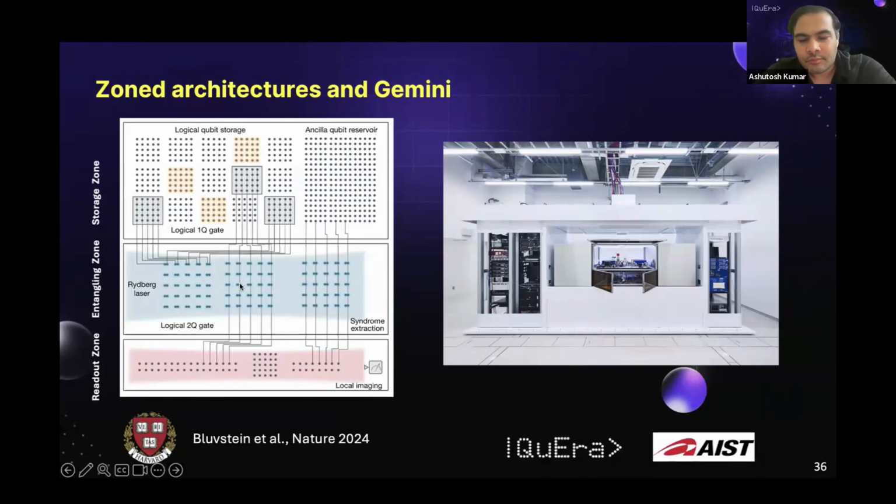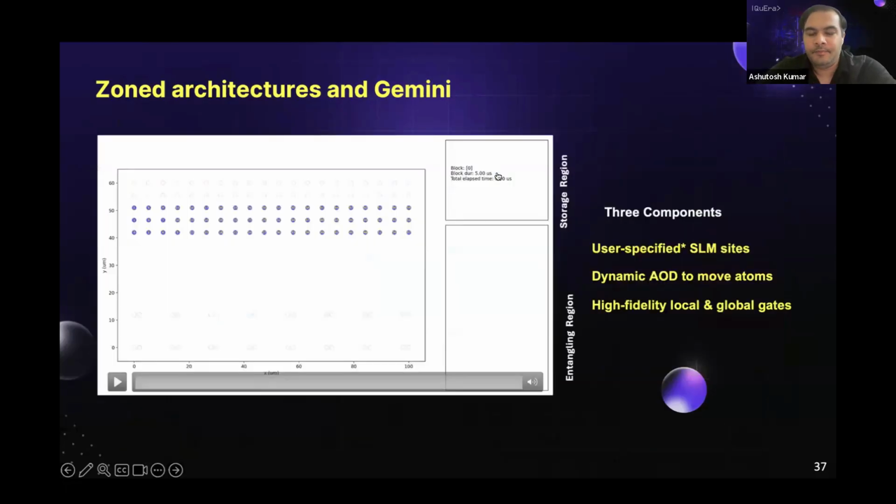So this zoned architecture makes things very scalable. For us, the controls are much easier, and the number of moves can be minimized. There can be a lot of parallelism in the way we do quantum computation or circuit execution. This is an example of a Gemini class machine, currently at ICE, Japan.